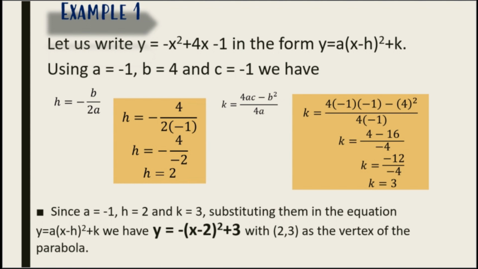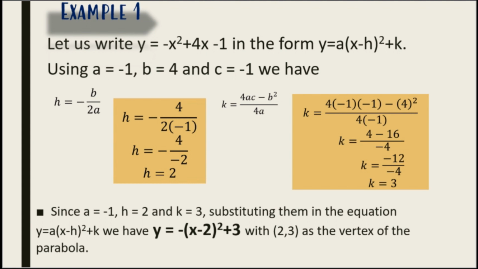So using a is equal to -1, b is equal to 4, and c is equal to -1. Using h is equal to -b over 2a, substituting the values of a and b, we have h is equal to 2, while using k equals 4ac minus b squared all over 4a, we get k is equal to 3 after substituting the values of a, b, and c in the formula for k.